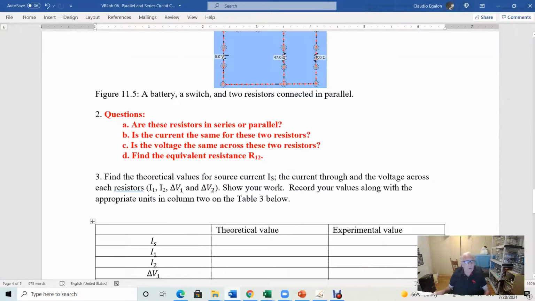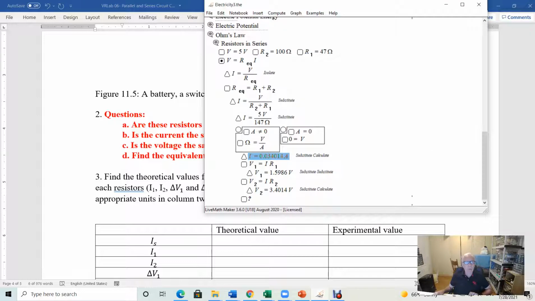So let's see what he wants. Are these resistors in series or in parallel? Is the current the same for these two resistors? No, they're not the same. Is the voltage the same across these two resistors? Yes, they are the same. Find the equivalent resistance. Now we're going to do resistors in parallel.